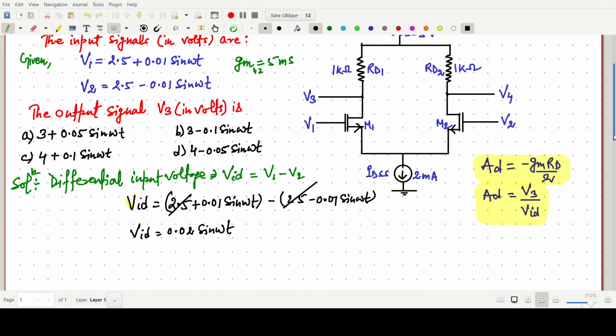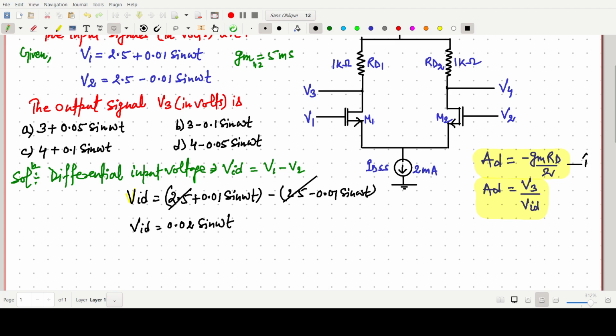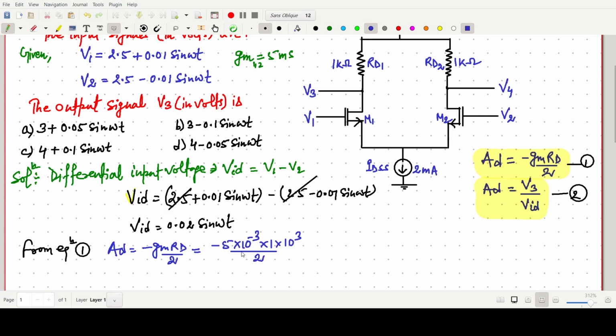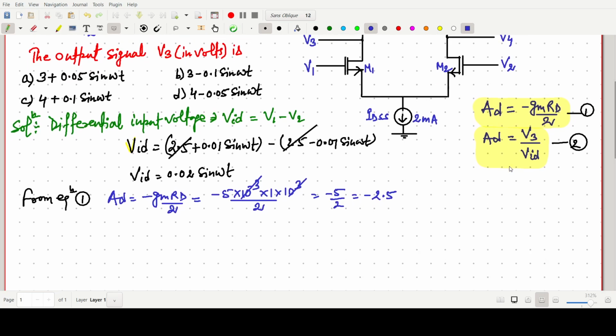Now first we have to find the AC gain. Say this expression is equation number 1 and that is equation number 2. From equation 1, the differential gain AD value is minus gm RD by 2. Gm is 5 milli, so I am writing 5 into 10 to the power minus 3, RD value is 1 kilo ohm, so 1 into 10 to the power 3, divided by 2. So the AD value, with the 10 to the power minus 3 cancelling, is minus 5 by 2, that is minus 2.5. This AD equals minus 2.5, and this value is nothing but V3 by VID.